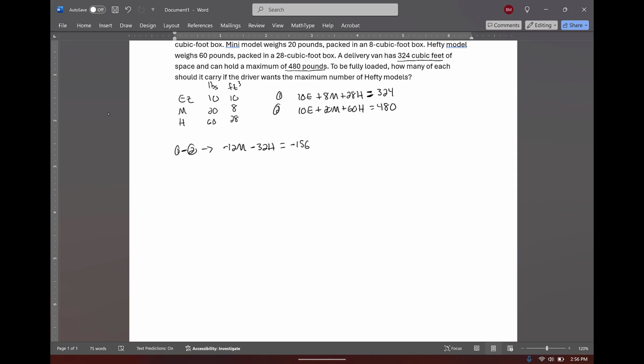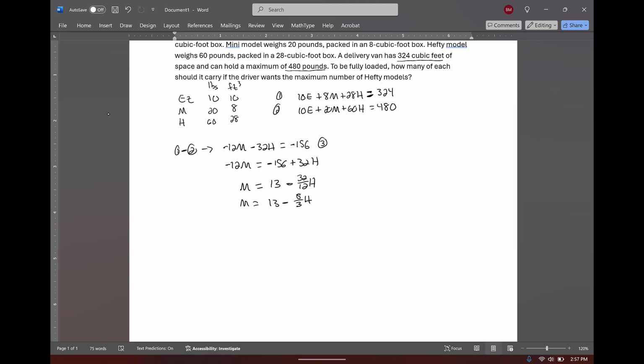Okay, so at this point I want to get the m in terms of the h variable, so I can plug in a value for the hefty and find out how many minis that would produce. I'm going to take this equation, let's call it equation 3, and solve for m. So I would have negative 12m equals negative 156 plus 32h. I'm adding that 32h to the other side, and then dividing both sides by negative 12. I'm going to get m equals 13 minus 32 over 12h, which I can reduce. So my m is going to be 13 minus 8/3 h.